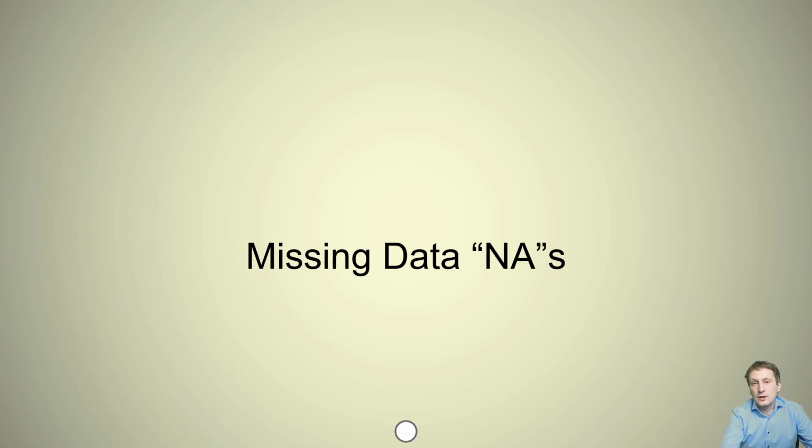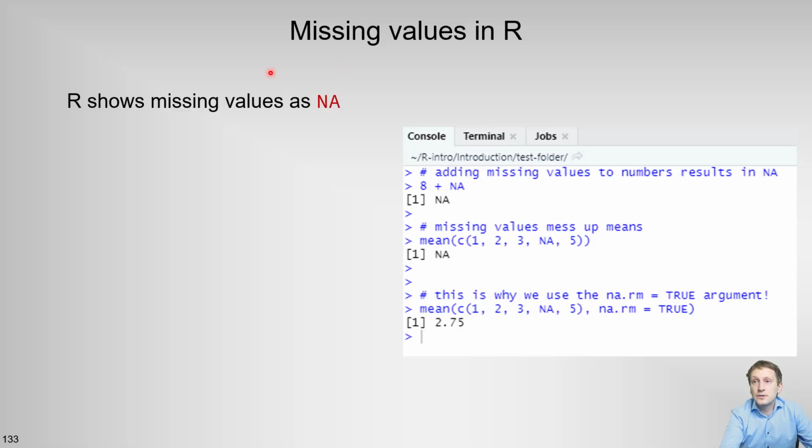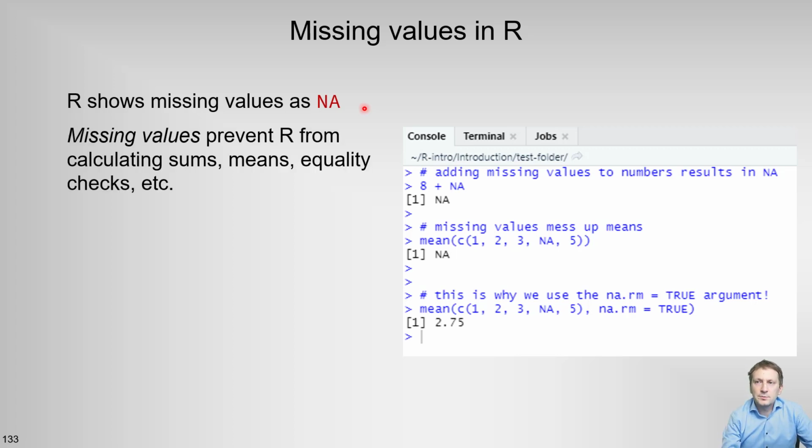Well, now we're going to talk about missing data. In R, missing values are actually recorded as NA in capital letters. So that's also protected, and NA means missing value, not available value. Missing values prevent R from calculating sums, means, equality checks, and so on. And so you can see that here.